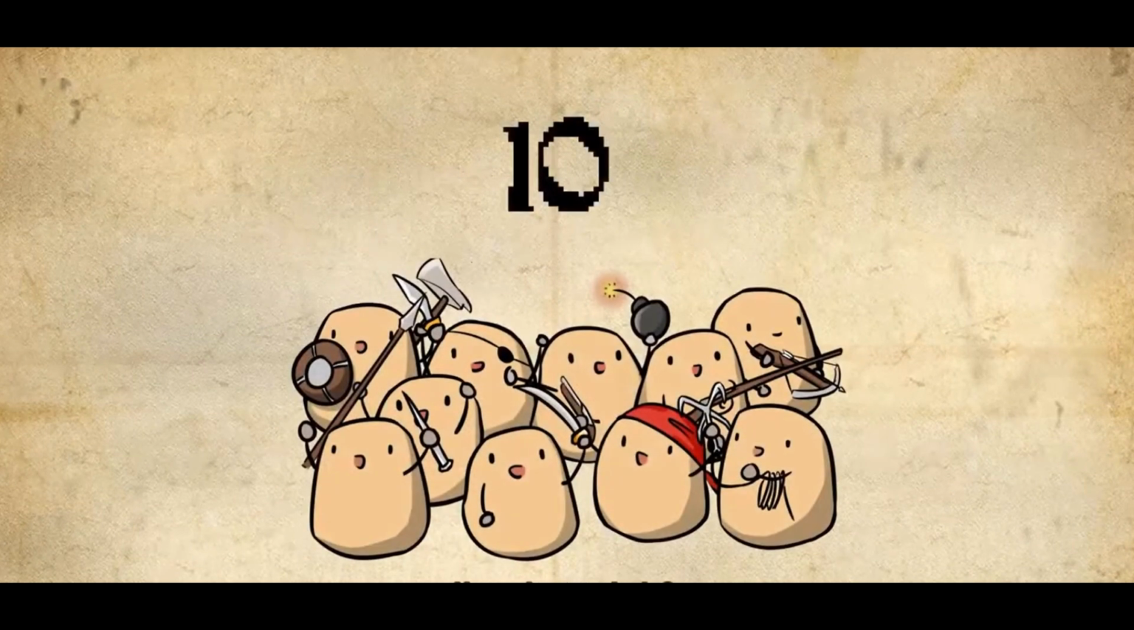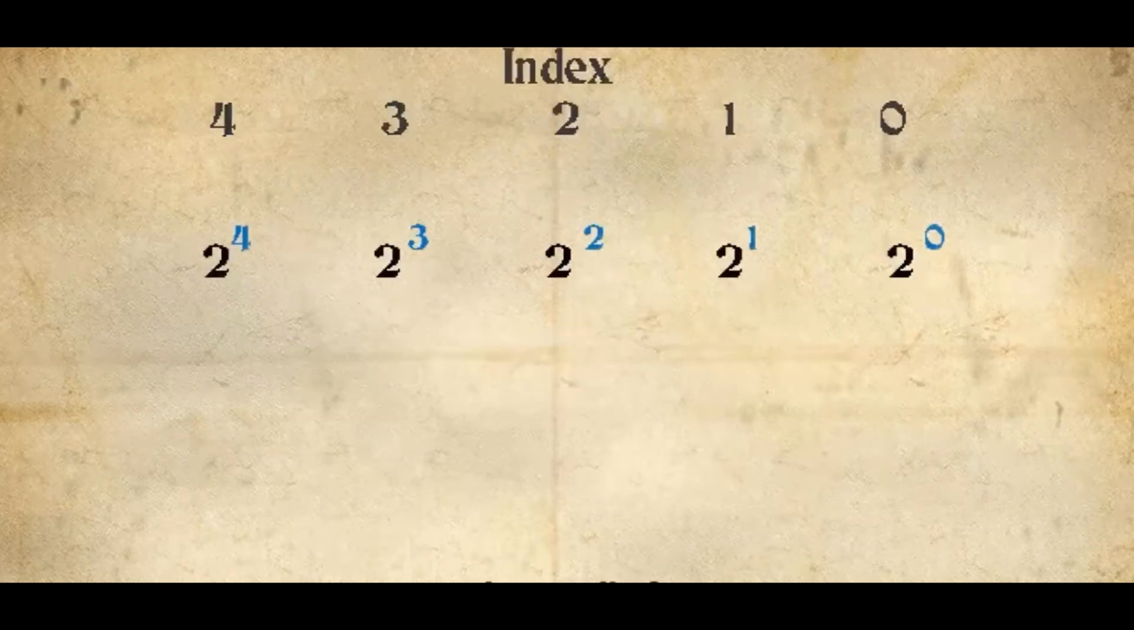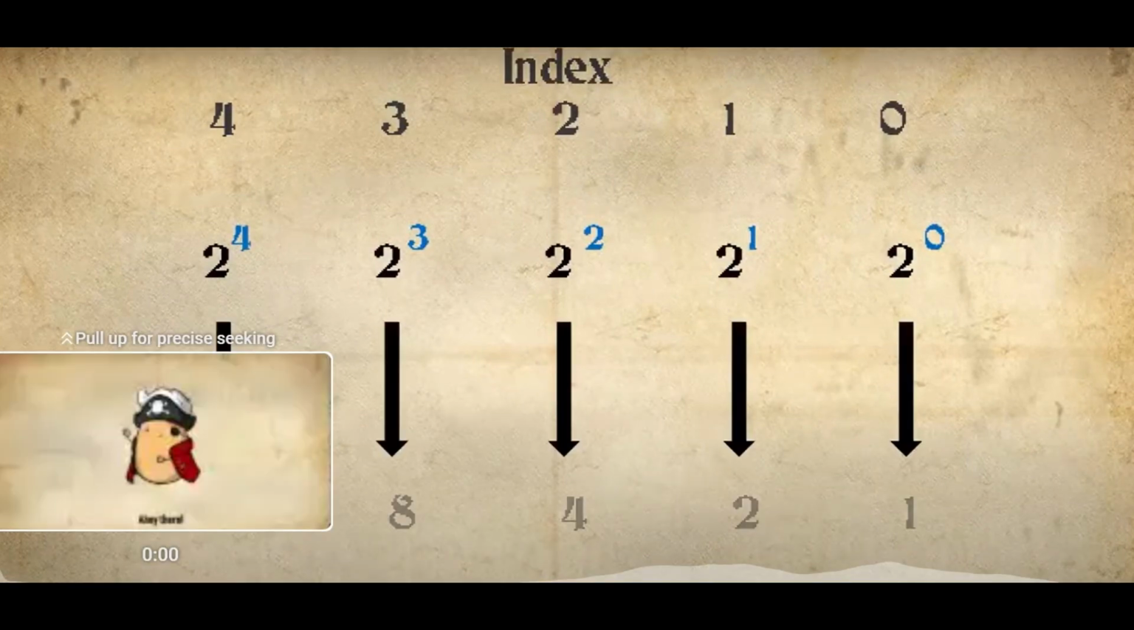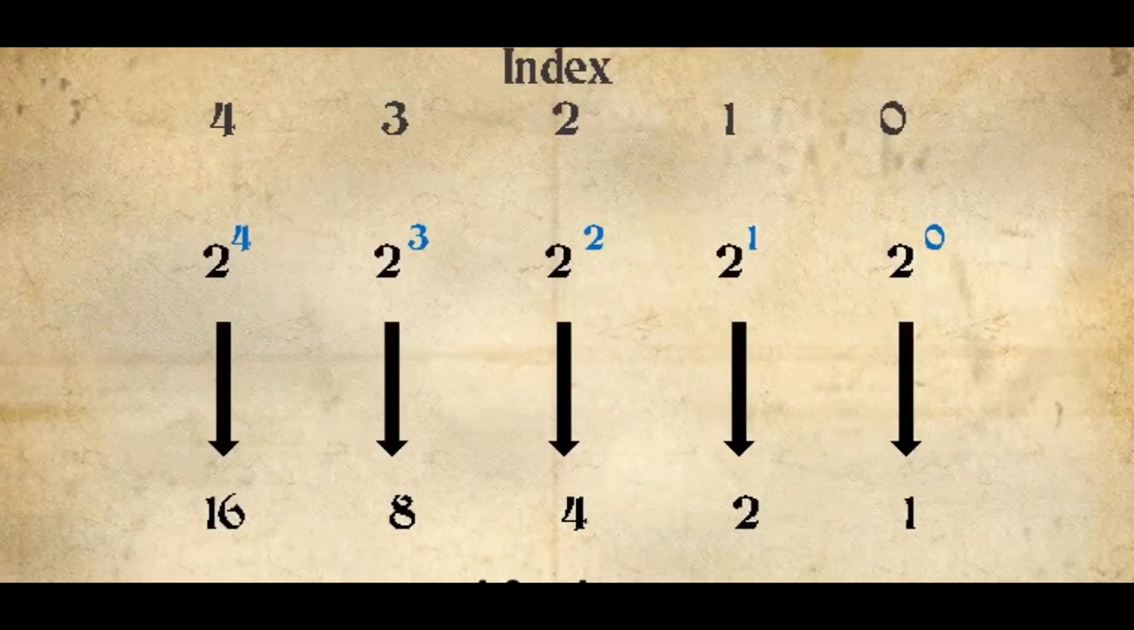Now, if I want to write my crew of 10 in binary, how do we do it? Remember the different numbers at each index which we talked about earlier. We need to find out how to get 10 from these numbers: 1, 2, 4, 8, and so on. So for 10, we could add 8 and 2.